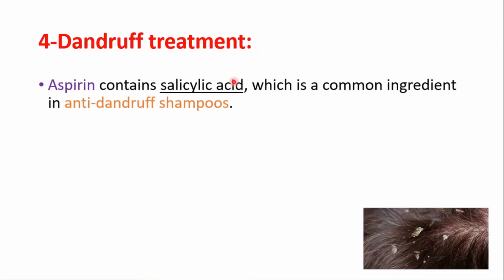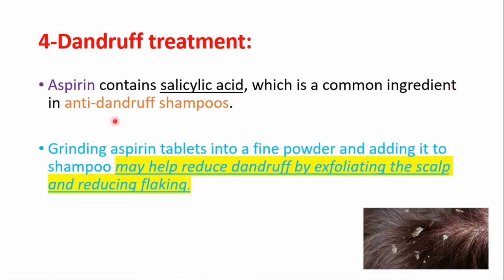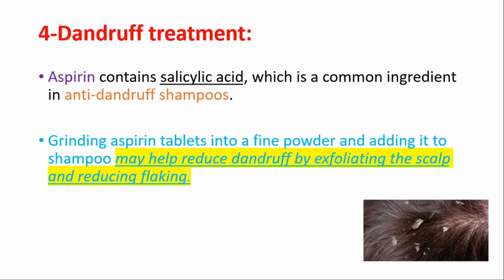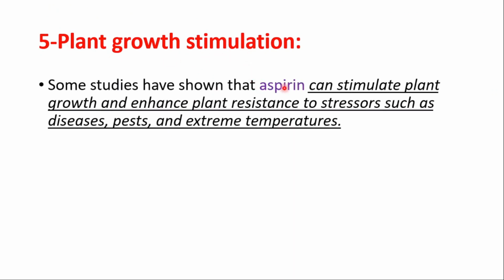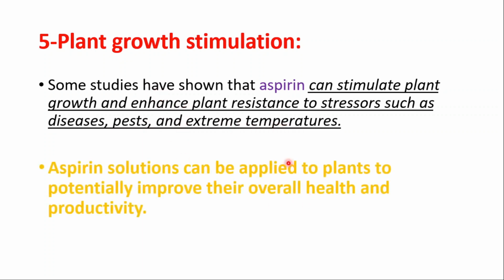Number 4, we have dandruff treatment. Aspirin contains salicylic acid, which is a common ingredient in anti-dandruff shampoos. Grinding aspirin tablets into a fine powder and adding it to the shampoo may help reduce dandruff by exfoliating the scalp and reducing flaking. Number 5, we have plant growth stimulation. Some studies have shown that aspirin can stimulate plant growth, enhance plant resistance to stressors such as diseases, pests, and extreme temperatures. Aspirin solutions can be applied to plants to potentially improve their overall health and productivity.